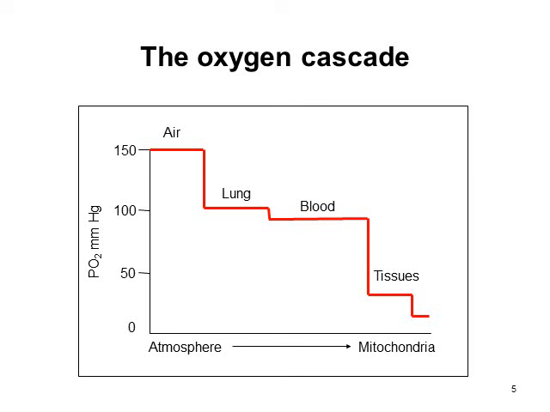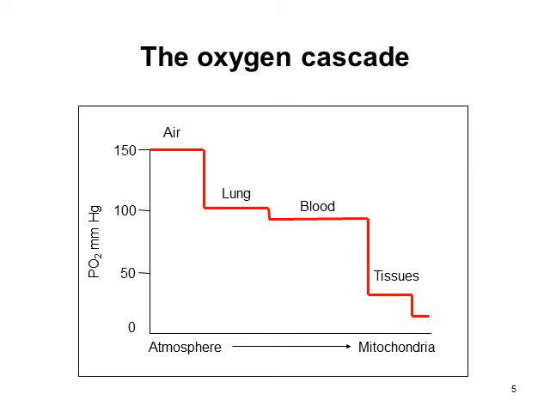The oxygen, as it passes from the air into our lungs, and then from the lungs into the blood and the tissues, passes down its own concentration gradient. In this case, we measure it as pressure of oxygen, so partial pressure of oxygen, PO2, in millimetres of mercury. If you look at the first line on the graph, you see that in the air, the partial pressure of oxygen is around 150 millimetres of mercury.